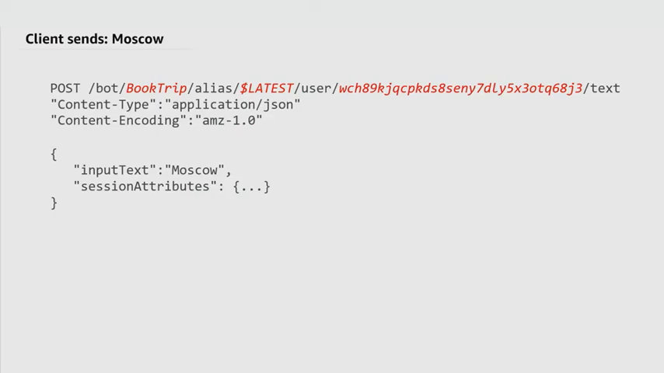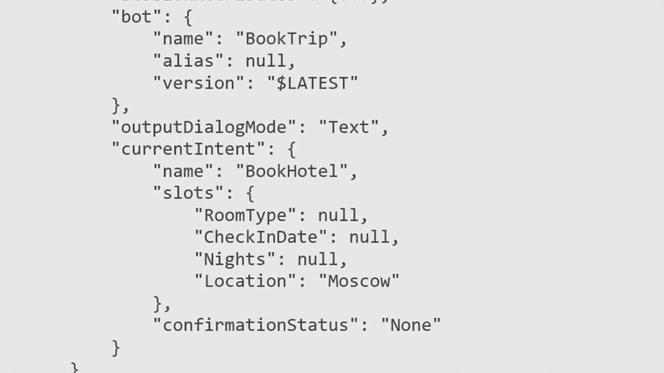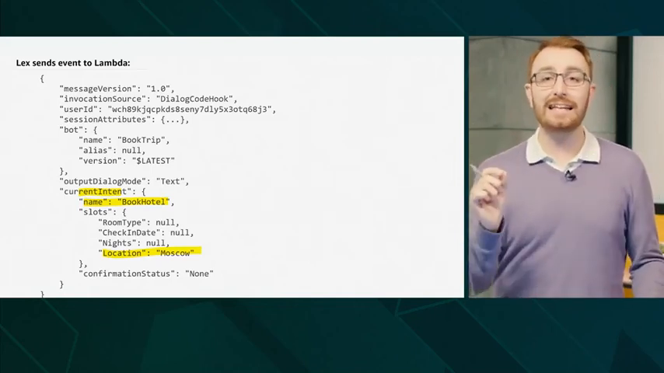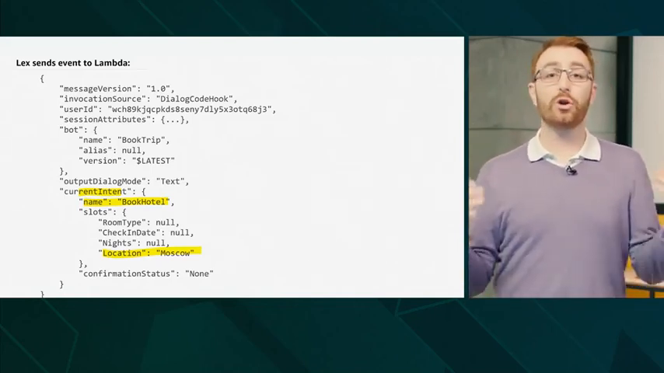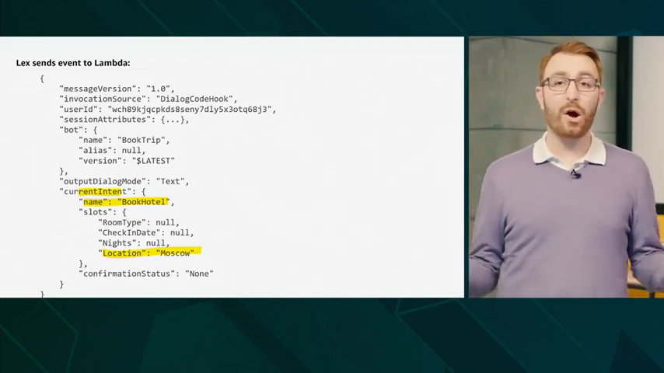As you remember, the input text is set to Moscow. Next, Lex needs to send that data into Lambda. So the data that is now going to be sent is the current intent name, book hotel, and the location is now going to be set to Moscow. Lambda can now process the city and validate it against its list of cities where there are available hotels. In this case, Moscow isn't part of it.